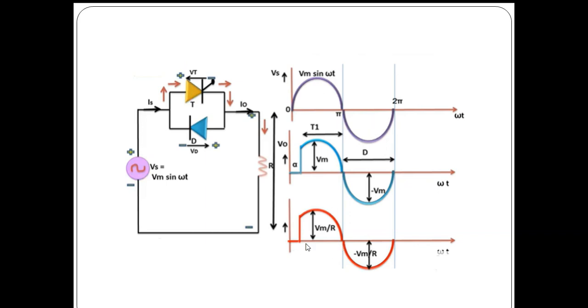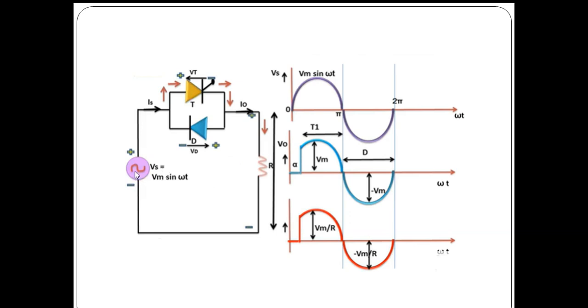And if we observe, this output current waveform follows the output voltage waveform because the load is a resistive load. So this current waveform and voltage waveform are almost symmetrical, in a similar manner, because the load is a resistive load.